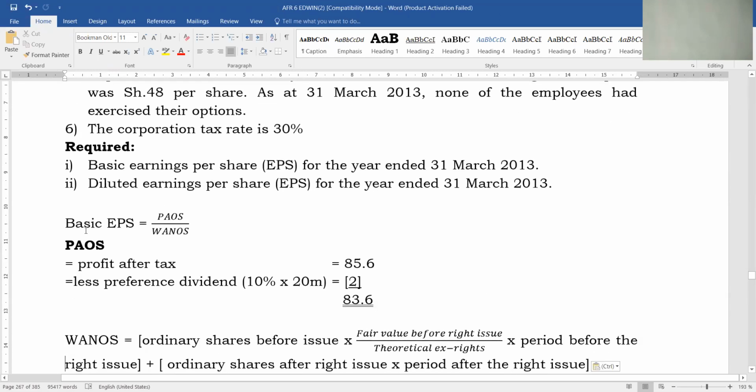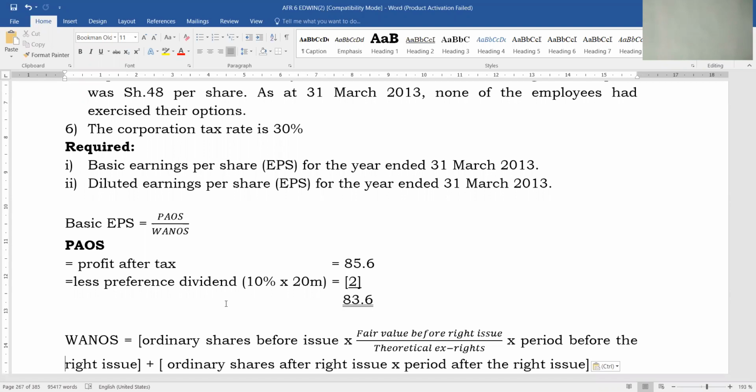So that is how you get the first part here. The basic earnings per share is equal to the profit attributable to ordinary shareholders over the weighted average number of ordinary shares. For the profit attributable to ordinary shareholders, you start with the profit after tax, which is given in note 1. Then you remove the preference dividend, as I have shown you. Then you remove the profit attributable to non-controlling interest, but there was none.